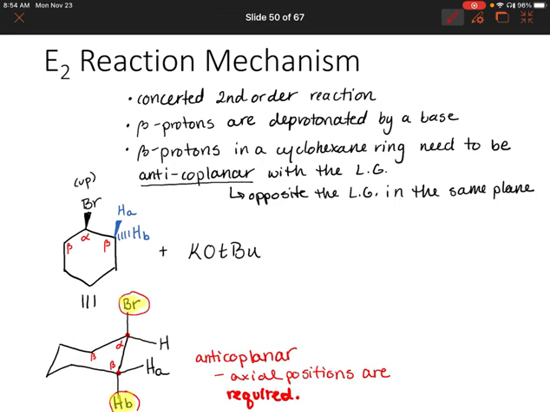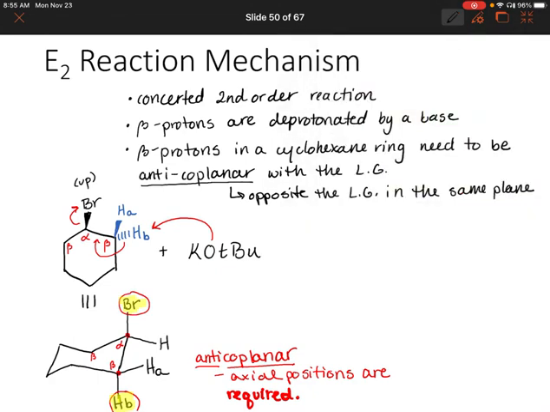So if we look at the word anti-coplanar, coplanar tells us that the groups are in the same plane. So bromine and HB are in the same plane. And then anti means that they're opposite each other, which we can see bromine is up, HB is down. All right, so all of this tells us that tert butoxide is going to preferentially take HB. And then the shared electrons will be left behind in a double bond or a pi bond. And then bromine is going to leave.